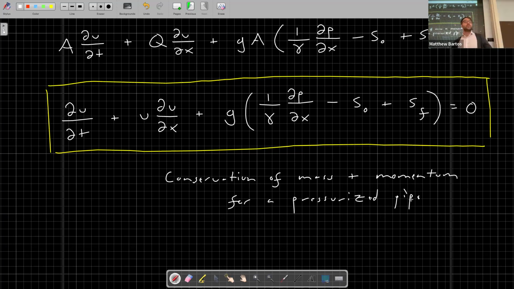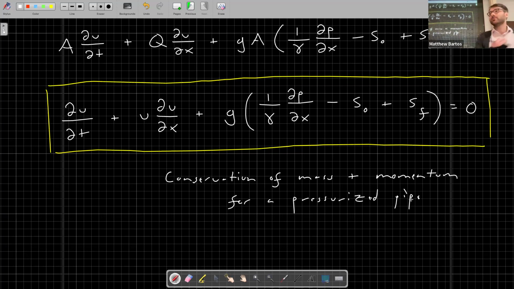All right. And that concludes our derivation. So are there any questions on how we arrived at conservation of mass or conservation of momentum before I move on?